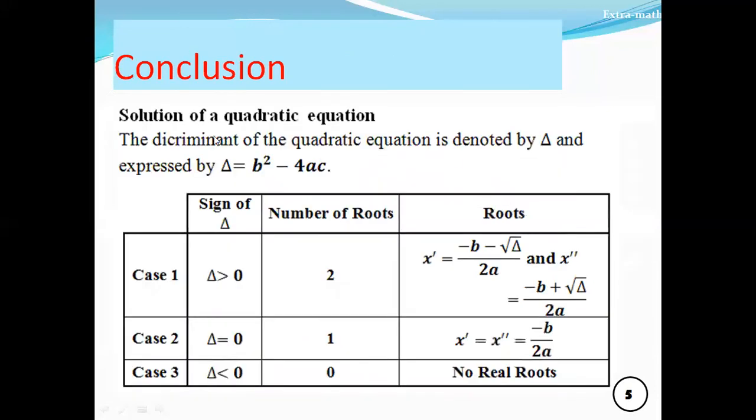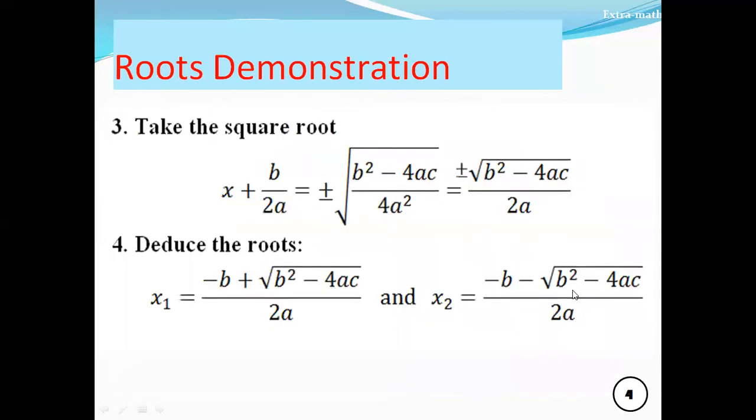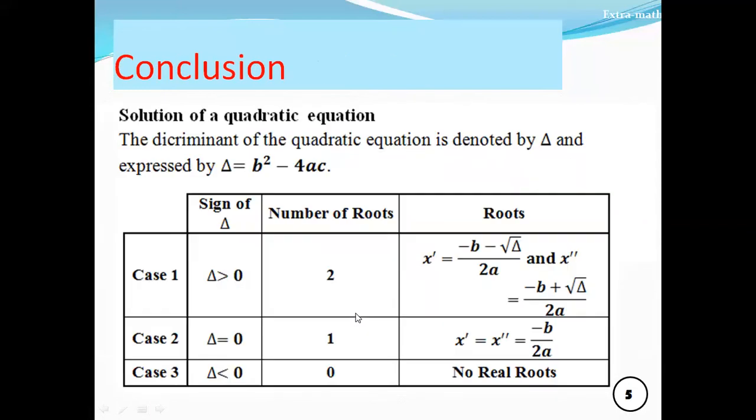Now the conclusion. As we mentioned before, we have to study the sign of b squared minus 4ac. Let us denote by delta b squared minus 4ac, and it's called the discriminant of the quadratic equation. We have to study the three cases: delta positive, delta equals 0, and delta negative. Here, if delta is positive, then under the square root we will have a positive quantity, so x1 and x2 exist. Then x prime and x double prime, or x1 and x2, will be minus b minus radical delta over 2a and minus b plus radical delta over 2a. Here are the two roots of the quadratic equation if delta is positive. Note that x prime and x double prime are two distinct roots.